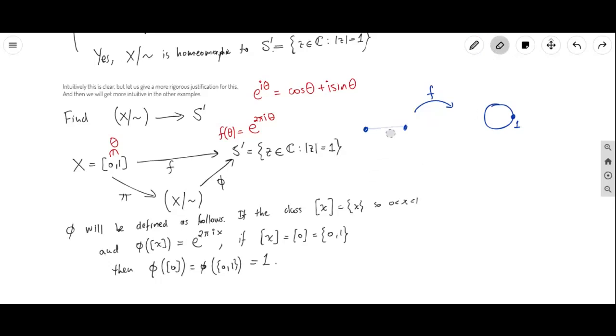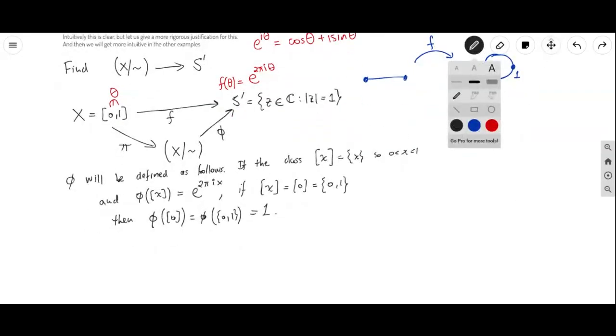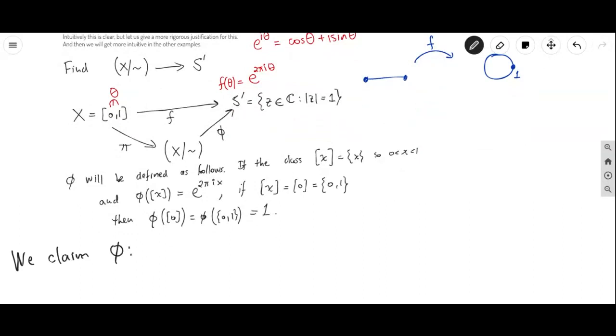However, we're not saying that the interval and the circle are homeomorphic. We're saying that this quotient is homeomorphic to the circle, because the quotient is supposed to represent what happens when you glue those together. So when you glue them together, that is supposed to abstractly represent the circle. And so we're saying this phi is a homeomorphism from here to S1. So we claim phi from the quotient to the circle is a homeomorphism.